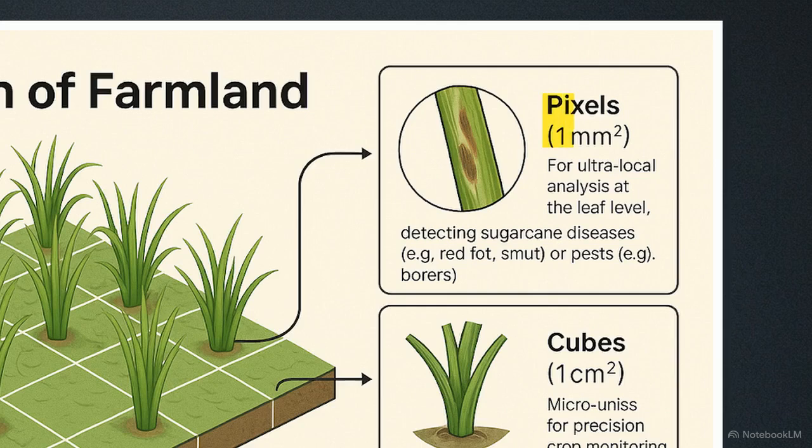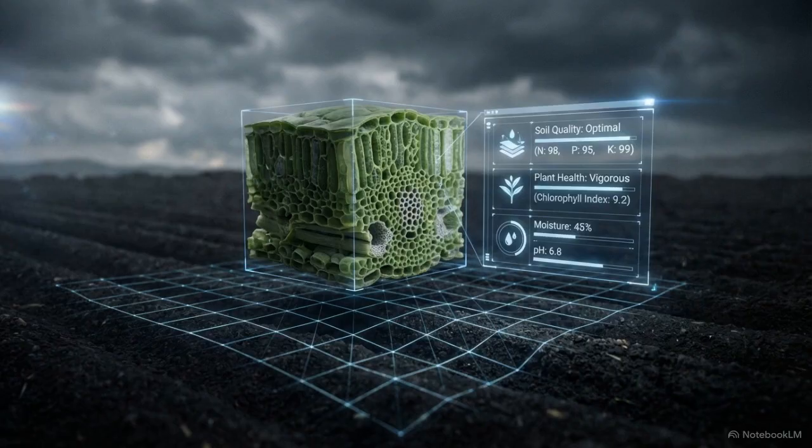The absolute smallest unit is the pixel, covering just 1 square millimeter. This microscopic scale allows artificial intelligence to diagnose specific diseases directly on the surface of a single leaf. Grouping 100 of those pixels creates the next level, the cube. At 1 square centimeter, it serves as the primary microunit for monitoring individual plant health and assessing highly localized soil quality.